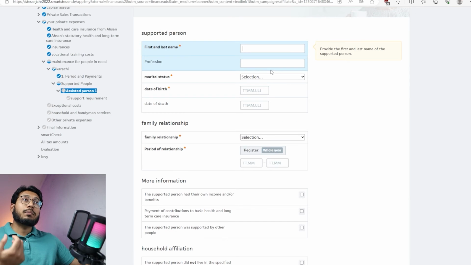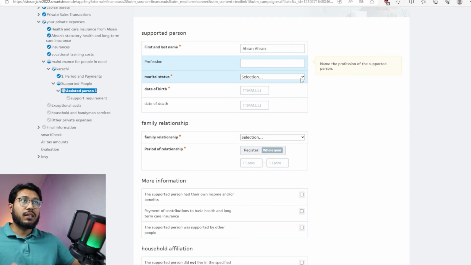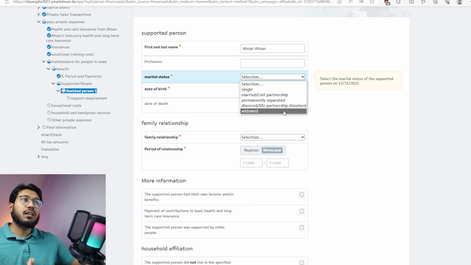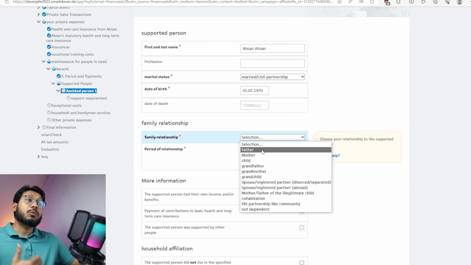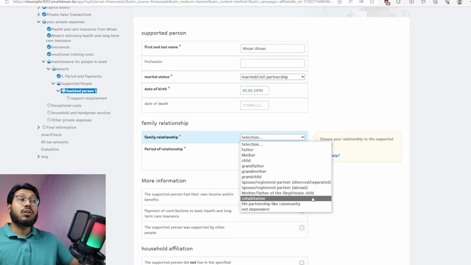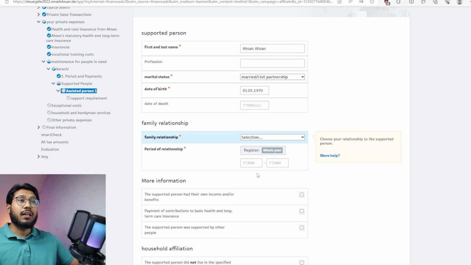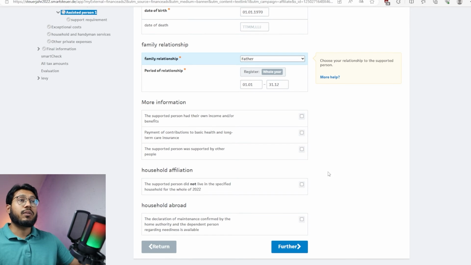Next, we provide the details for the person that we are supporting. So you provide the first name and the last name, their profession, if there is any, their marital status, if they're single, widow or divorced, the family relationship to you. So as I mentioned, you can support your mother, father, child, grandfather, grandmother, grandchild, and you can also support the parents of your spouse as well, and others as mentioned here. So you can select whichever is applicable for you, whichever period you supported them. In our case, we provide the whole year.